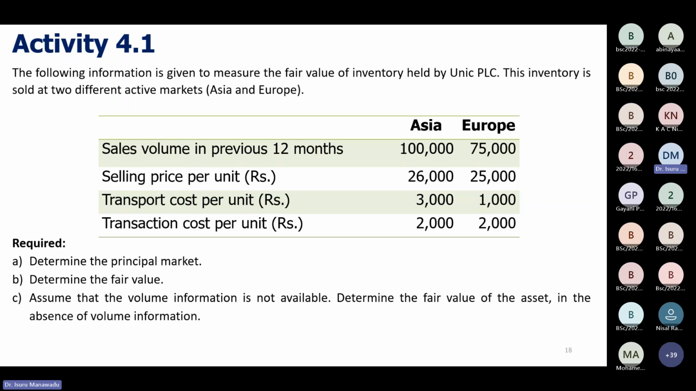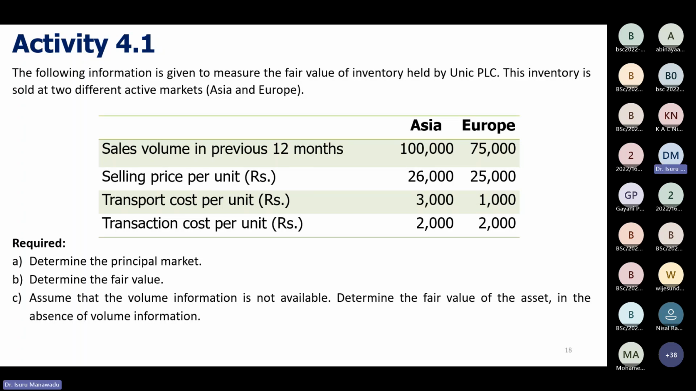Who said 21,000? That is wrong. I clearly said that when it comes to fair value calculation, you should deduct only transport cost, not the transaction cost. So what is the fair value in the Asian principal market? 23,000. Right. Now read part C.